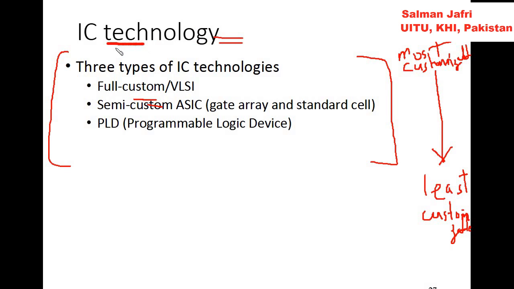So what are the three types of IC technologies? We have the full custom / VLSI, semi-custom ASIC, and PLD, programmable logic device. So if we consider the customizability, VLSI is most customizable and PLD is the least customizable. And if we compare it by the cost, VLSI is the most costly and PLD is the least costly for small volume applications, and ASIC comes in the middle, right, in terms of customizability and cost.